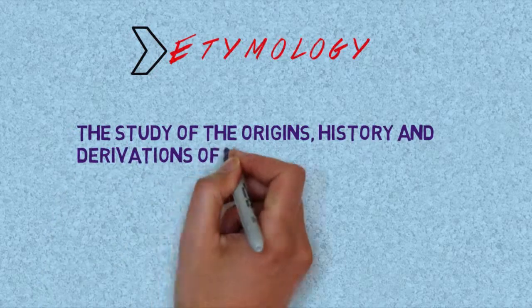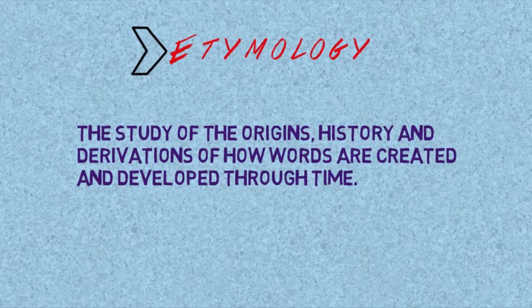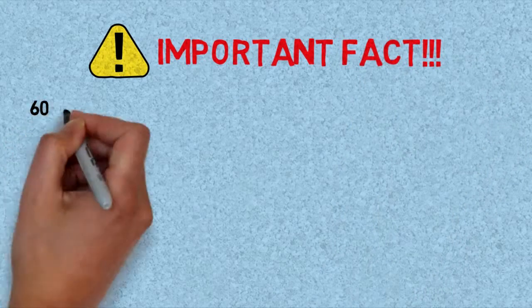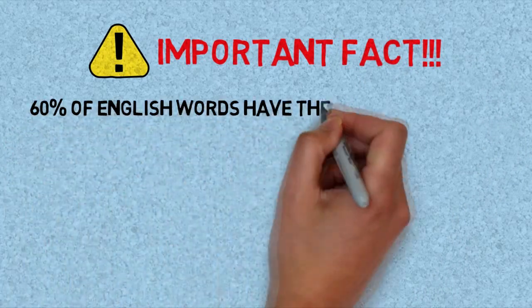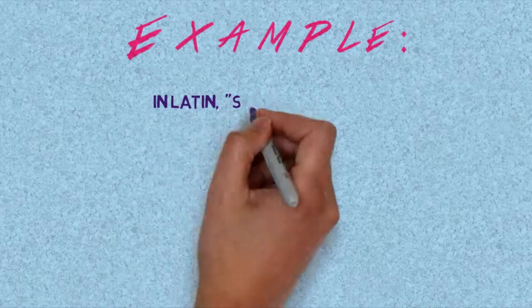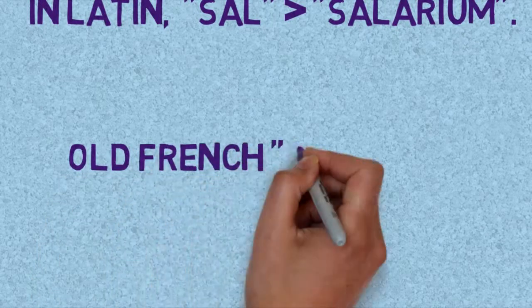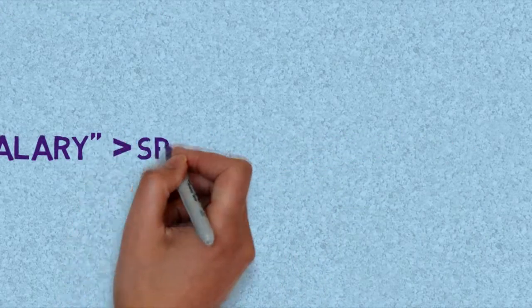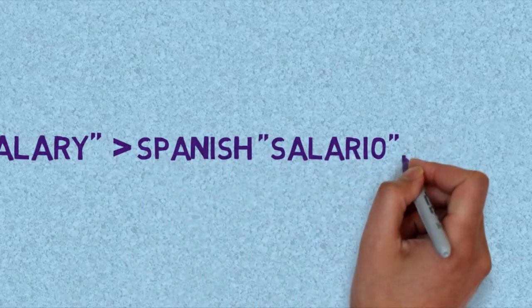In a few words, etymology is the study of the origins, history, and derivations of how words have been formed and developed through time. In fact, English words have their origins in Latin, almost 60% of them. For example, in Latin the word sal was used to create a new word, salarium. Then Old French borrowed this word from Latin to create salaire. Then English borrowed this word from French to create salary. And then Spanish borrowed this word from English to create salario.